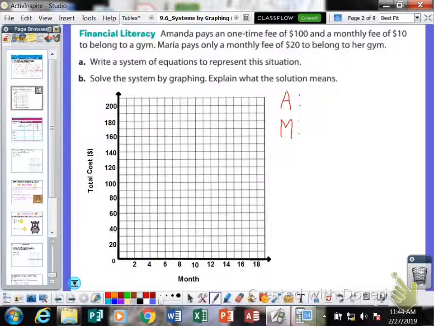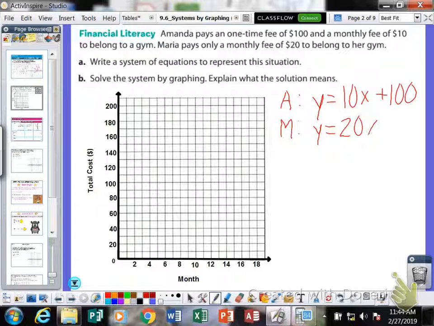Okay, we know Amanda pays a one-time fee of $100 and a monthly fee of $10. So the equation for her would be y equals 10x, which is that monthly fee of $10 that she pays depending on the number of months x that she's there, plus her one-time fee of $100. Now Maria only pays a monthly fee of $20 to belong to a gym. So her equation would be y equals 20x.